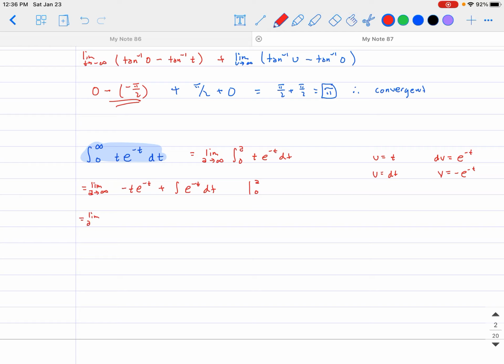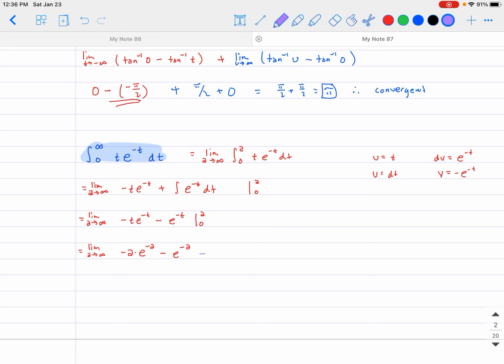So limit as a approaches infinity. So negative t e to the negative t. And then the next part will be minus e to the negative t. And now let's go ahead and apply the boundaries in this case then, okay? So let's see, limit as a approaches infinity. The first part will be a substituting for t. So that's going to be negative a multiplied by e to the negative a, and then minus e to the negative a. And then we also have, for the other one, plugging in the lower bound.